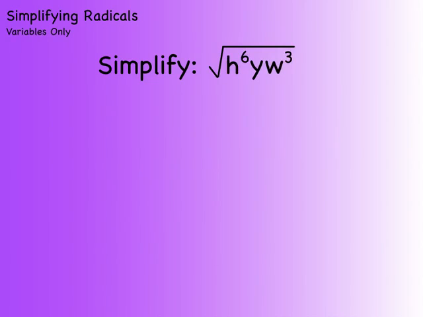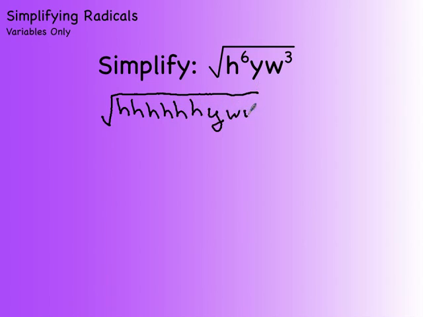So here we have simplify the square root of h to the sixth y w to the third. Okay, so again, just like we've been doing, we're going to break it down and write everything out in expanded form. I'm going to need a pretty big radical here. So we need 6 h's: 1, 2, 3, 4, 5, 6. I need one y, and then I need 3 w's. W, W, W. All right.